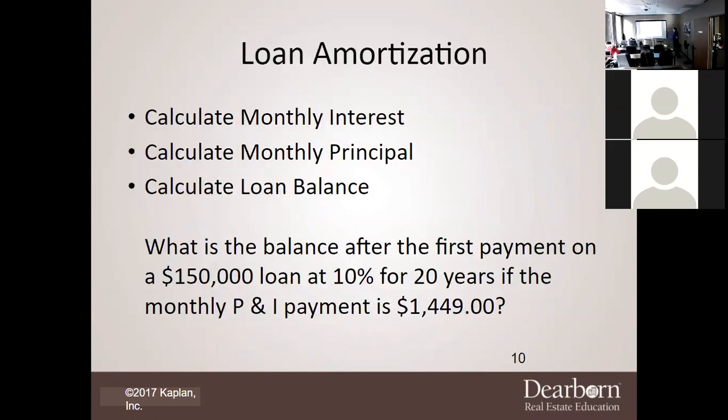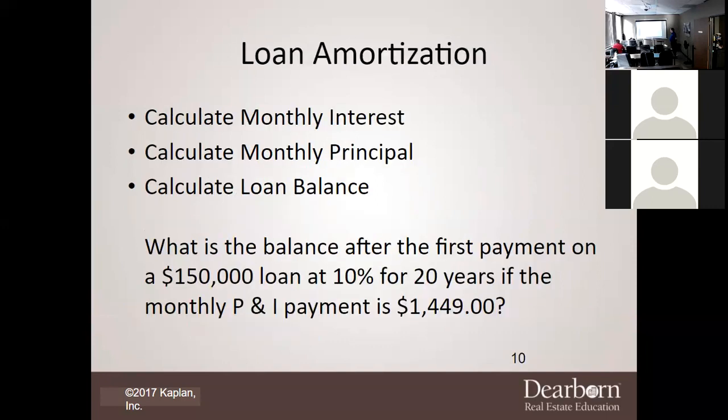Loan amortization. Again, they will ask you sometimes to calculate the monthly interest, the monthly principal, or the loan balance. So they'll give you a question such as, what is the balance after the first payment on a $150,000 loan at 10% for 20 years if the monthly principal and interest, P&I, payment is $1,449. Okay, well, in that particular situation, again, you're going to look at what exactly is the balance for 20 years.